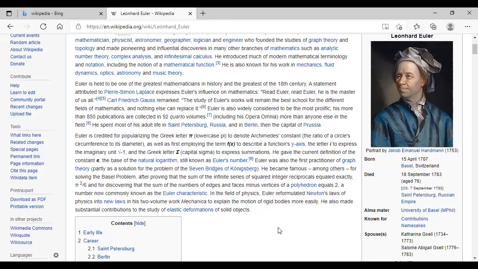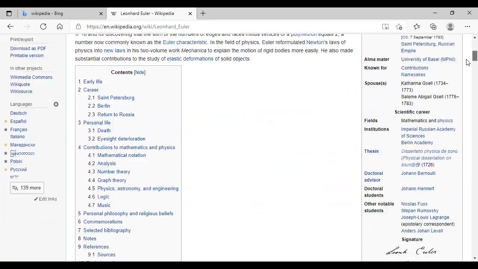850 publications collected in 92 volumes, including something called his Opera Omnia, which is presumably a big piece of work he did, or the entire collection of works that he did. So he's credited for popularizing the Greek letter for pi. So we always use this letter for pi. You can thank Euler for that. And a bunch of other stuff, but I won't spend too much time on this. So yeah, Euler is very, very fascinating.